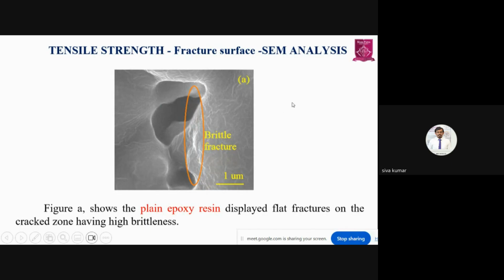See, this is the same image of pure epoxy. It is a brittle fracture. This is the curve. If you see here, there is not much elongation. It has a sudden fracture because of its brittle property. So epoxy has a more brittle nature.